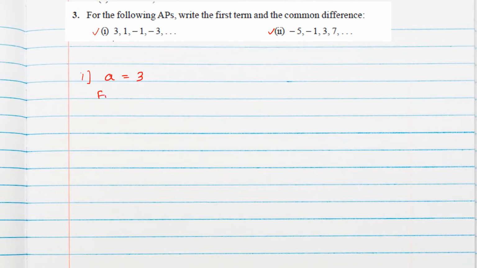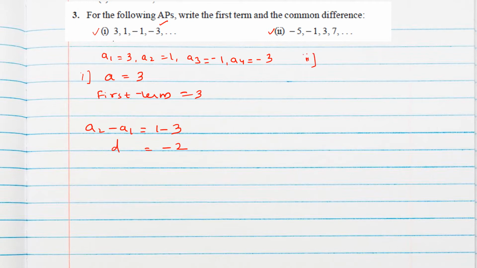To find the difference, we can find A2 minus A1, because here A1 is 3, A2 is 1, A3 is minus 1, A4 is minus 3. There is no need to check all the terms because it is an AP, so for all the terms the difference will be the same. So any one difference we can find here. So 1 minus 3, that is minus 2. So this is the common difference.